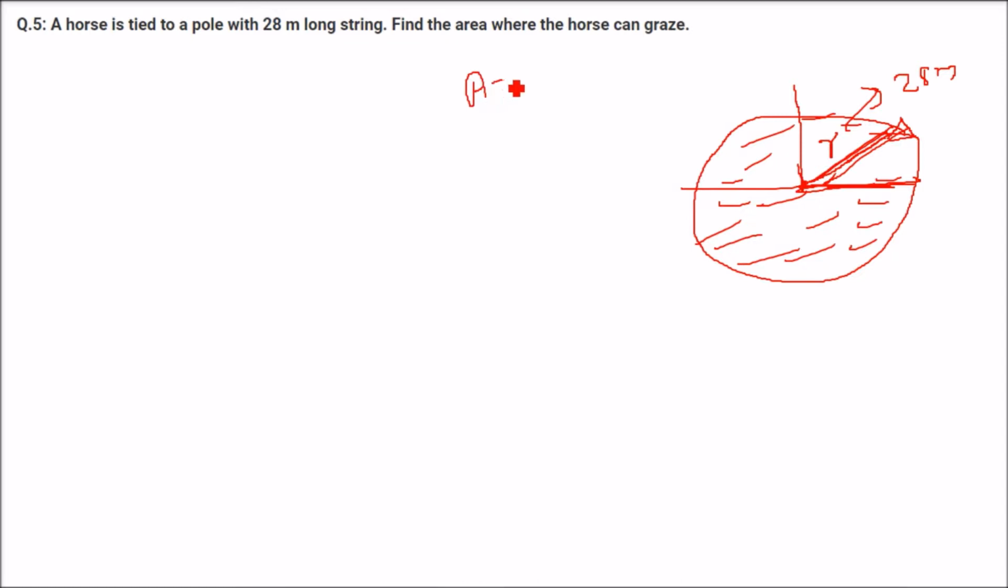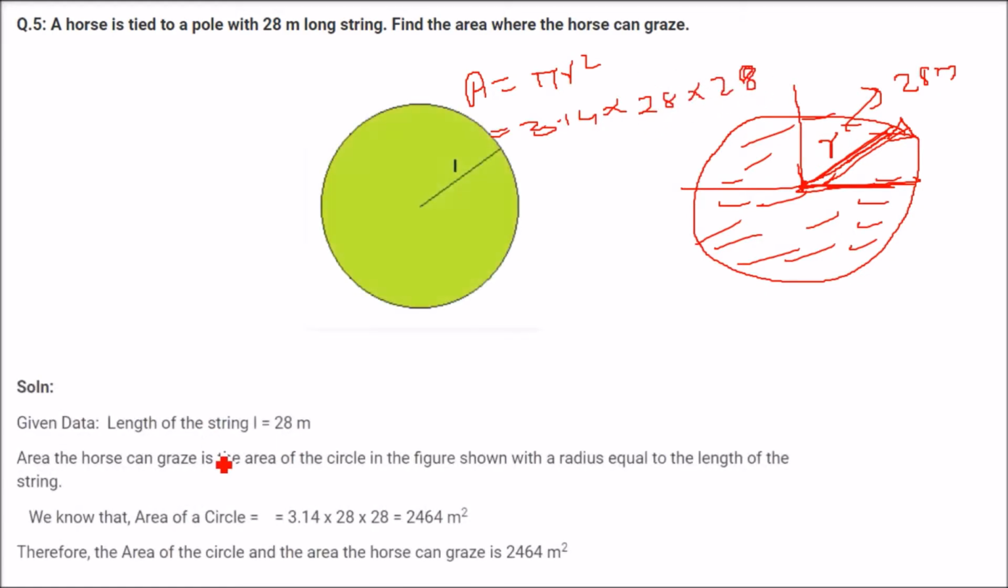So now we just have to find the area. Area will be equal to pi r square. Pi is 3.14, r is 28. 28 into 28. So you are going to get 2464 meters square.